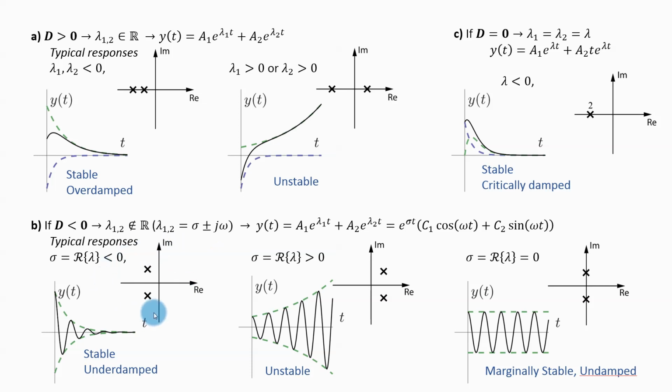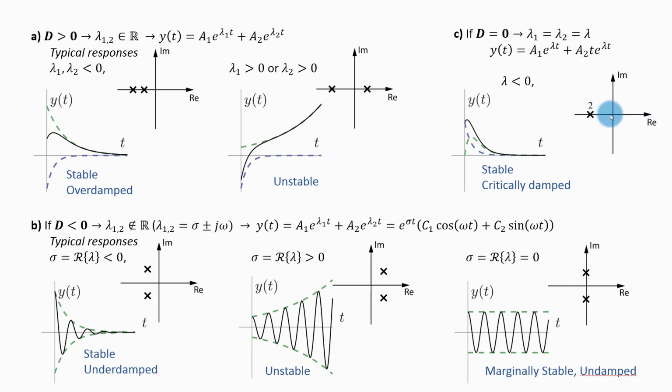In this case, the roots are complex and their real part is negative, so they fall on the left-hand side of the complex plane. In this case, the roots are complex, but their real part is positive, so they fall on the right-hand side of the complex plane. In this case, the real part is 0, so the roots are right on the imaginary axis. And last, in this case, we get one double root which sits on the real axis.